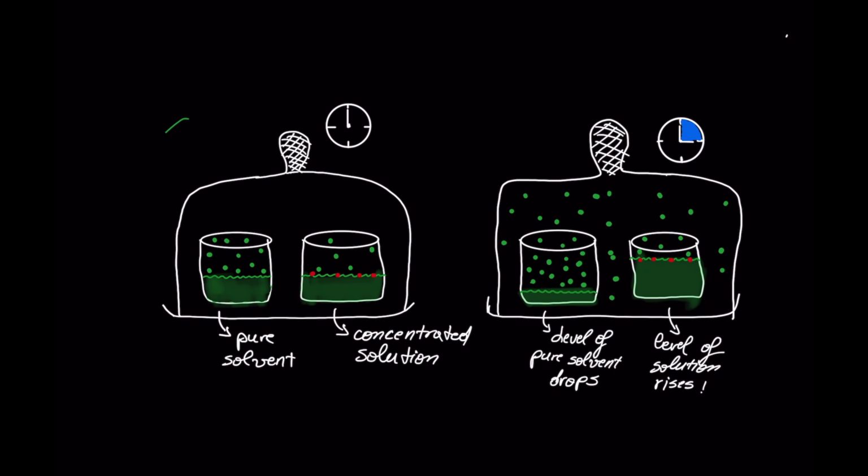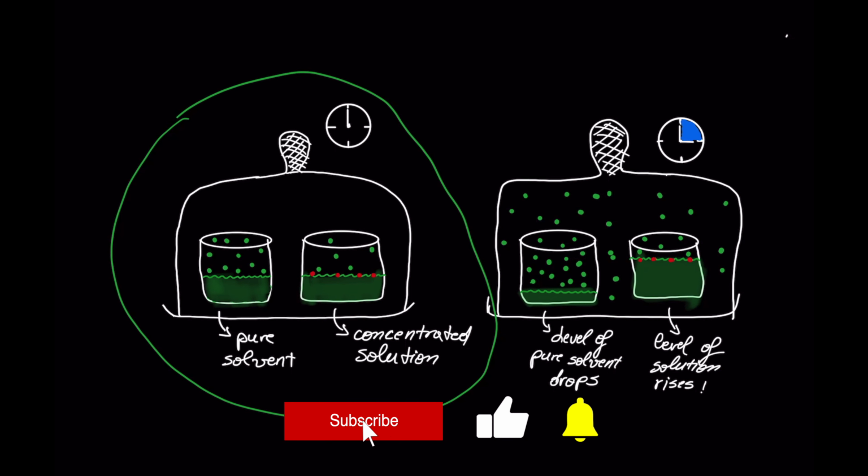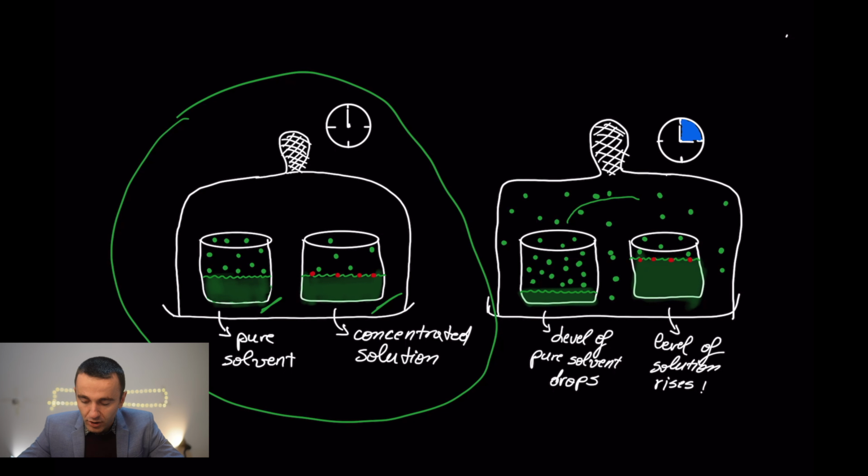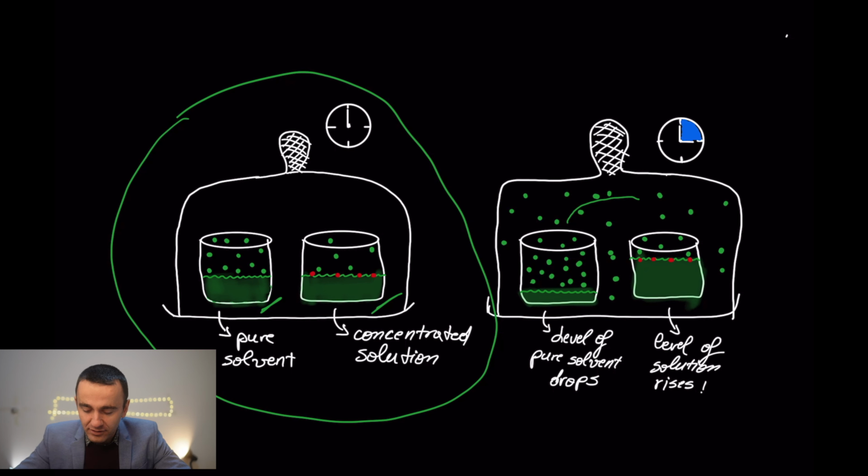If we have a sealed container, as this one here, and we leave for a long time a glass with a pure solvent and a glass with a concentrated solution that contains a non-volatile solute in it. Over time the level of pure solvent drops and the level of the solution rises.